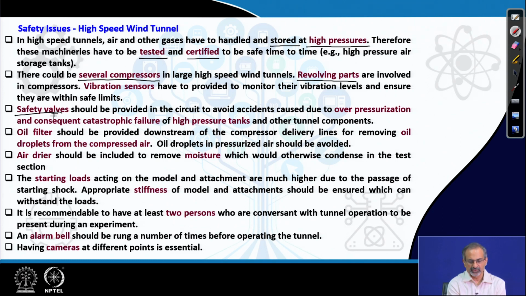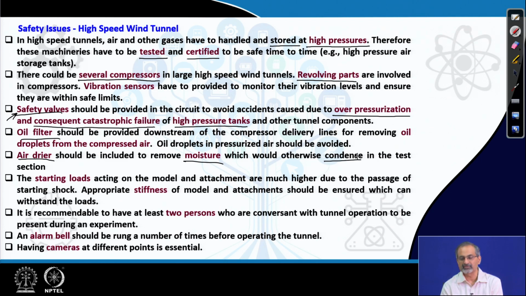Safety valves should be provided in the circuit to avoid accidents caused by accidental over pressurization and consequent catastrophic failure of high pressure tanks and other components. So, safety valves are a must. Oil filters should be provided downstream of the compressor delivery lines, so that we are able to remove oil droplets from getting mixed with compressed air, which could be hazardous. You should also install air dryers to remove moisture which would otherwise condense in the test section.